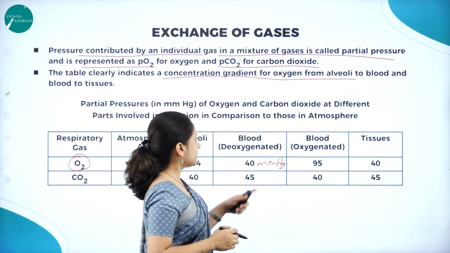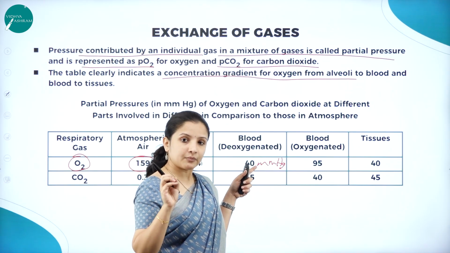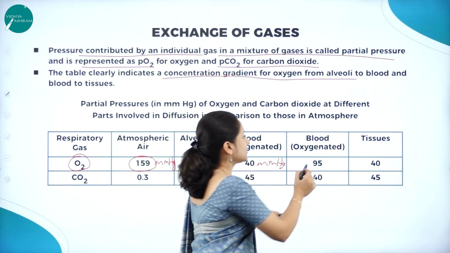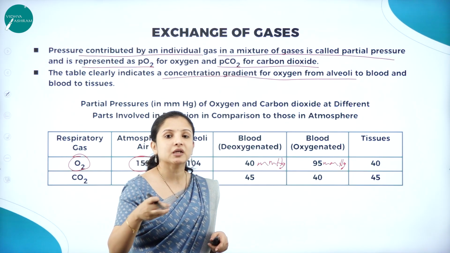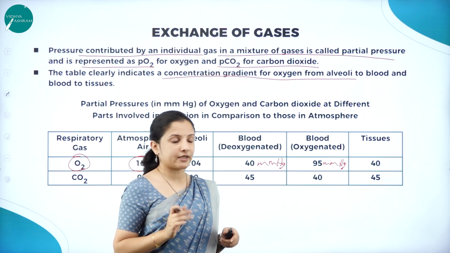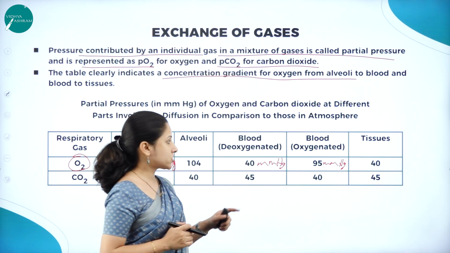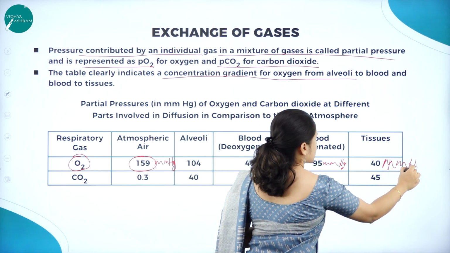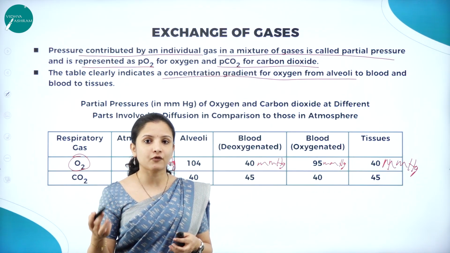Then talking about the deoxygenated blood. Deoxygenated blood means oxygen has been removed from that particular blood. The blood carrying oxygen is at 95 mm Hg. The blood which has delivered oxygen into the tissue will become deoxygenated blood, right? Because the blood has delivered the oxygen, now there is no oxygen in the blood. So in the deoxygenated blood, the partial pressure of oxygen is 40 mm Hg. Next, in the tissues it is 40 mm Hg because it would have delivered the oxygen there. So the partial pressure of oxygen in the tissue is 40 mm Hg.